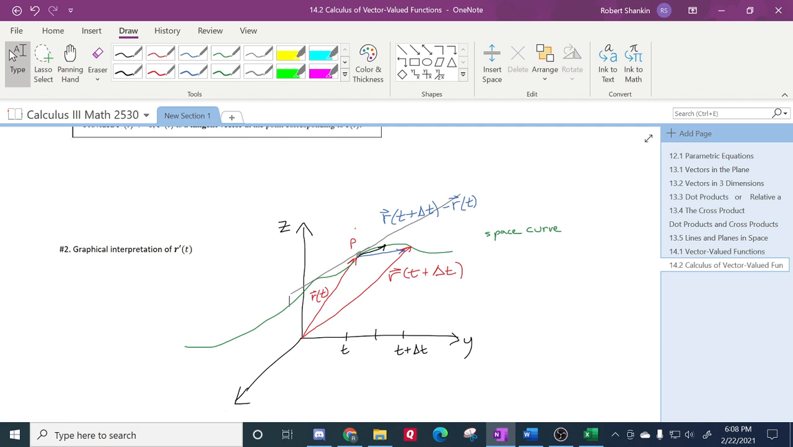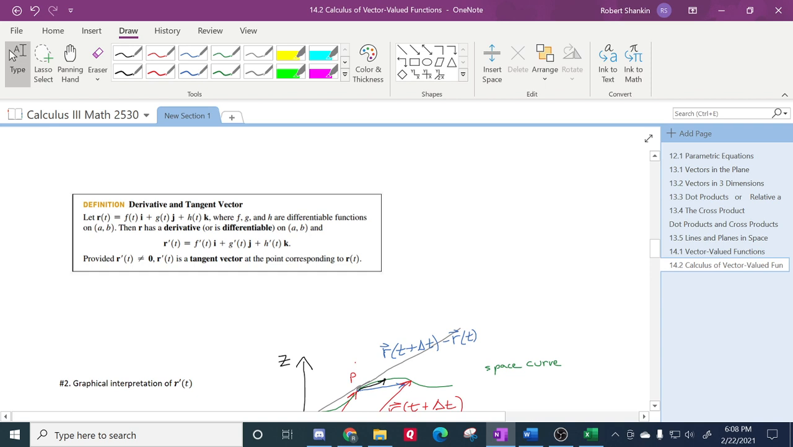So this space curve, the green vector curve, this little alien in a spaceship, flying saucer, what's its instantaneous direction of travel is going to be determined by r'(t). And we're going to actually find out, too, that its speed is going to be the magnitude of that vector.